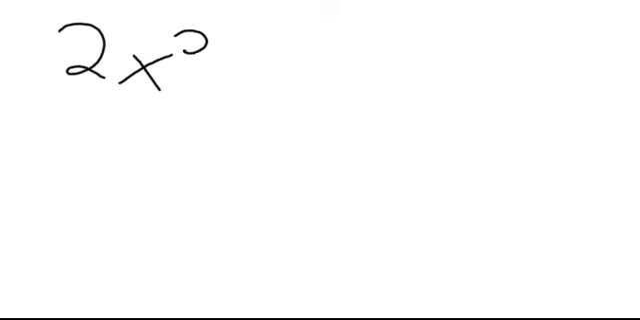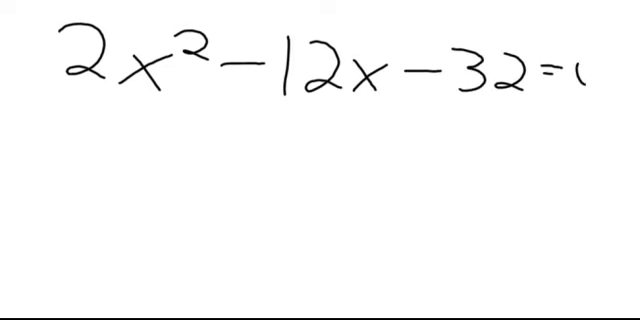Today we're going to look at how to solve a quadratic equation by completing the square. Our problem is 2x squared minus 12x minus 32 equals 0.